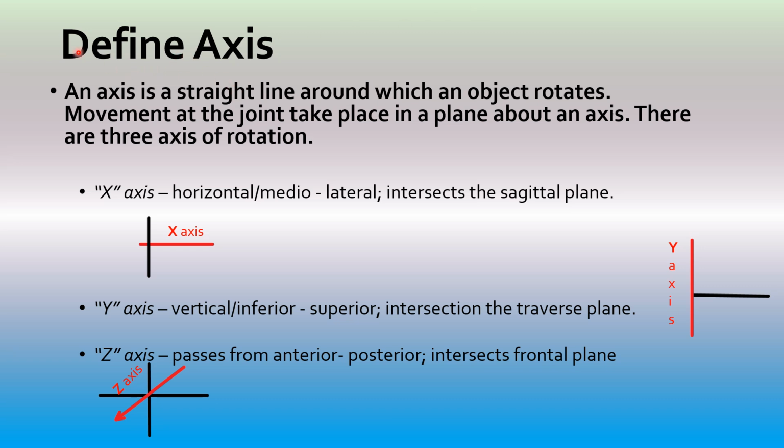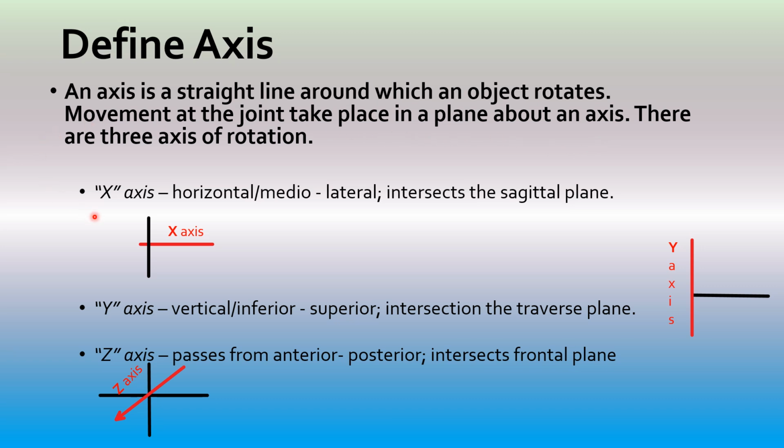Let's define our axes. Axes are a straight line around which an object rotates. What does this have to do with anatomy? Well, anatomically speaking, our bones rotate around a hinge, and that hinge is within every joint of our body. So thus, the distal bone of the joint moves around an axis of rotation. However, we have three of these axes that we move around. Thus, we move in three-dimensional planes.